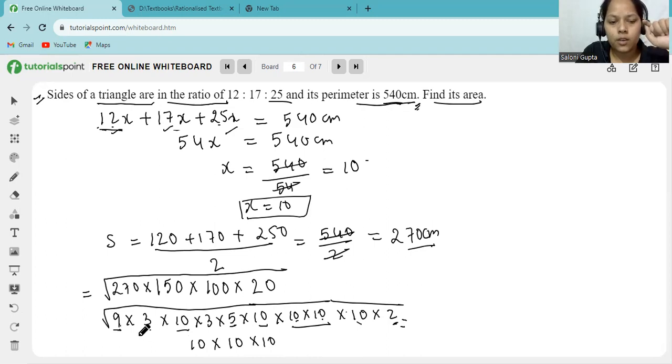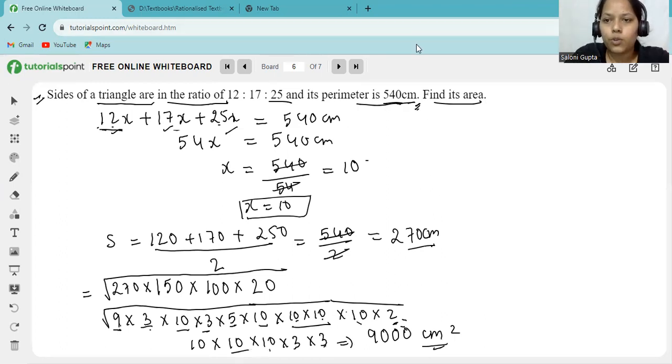This 9 is a pair of 3s, so I can take one 3 from here and this 3. So what is my answer now? 3 3s are 9, 9 10s are 90, 10s are 900, 10s are 9000. So 9000 centimeter square is my area. I hope you all have understood how we got this 9000 centimeter square.